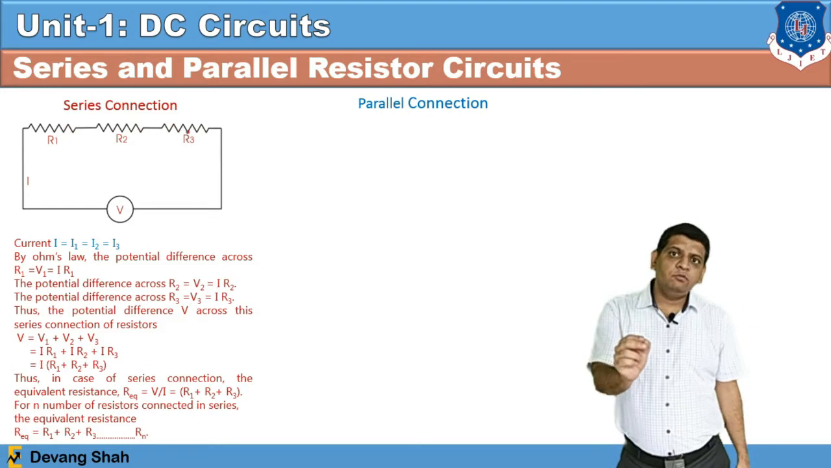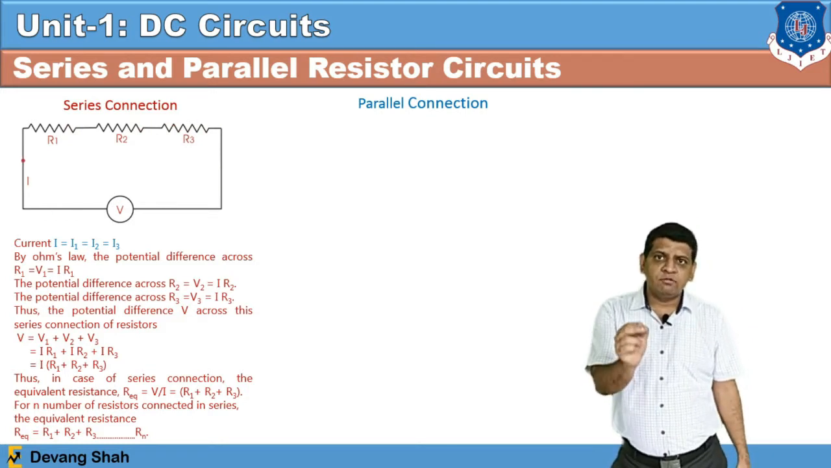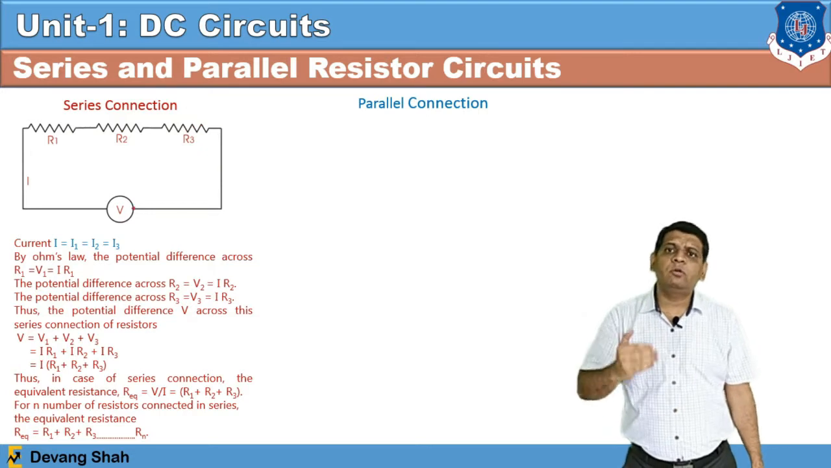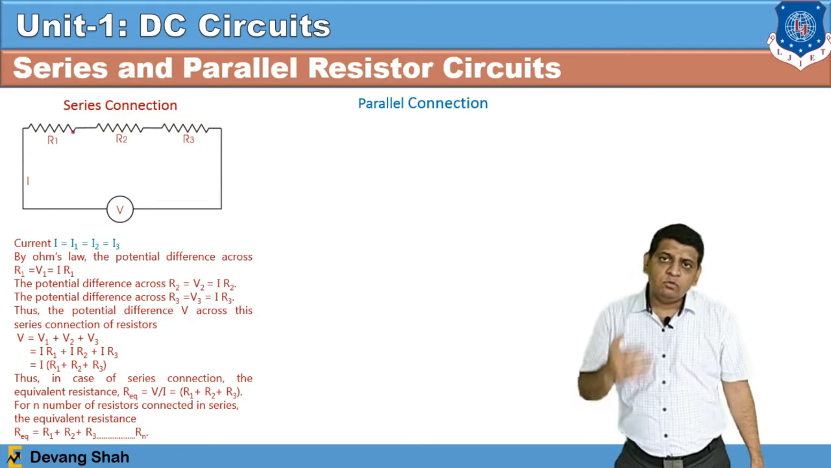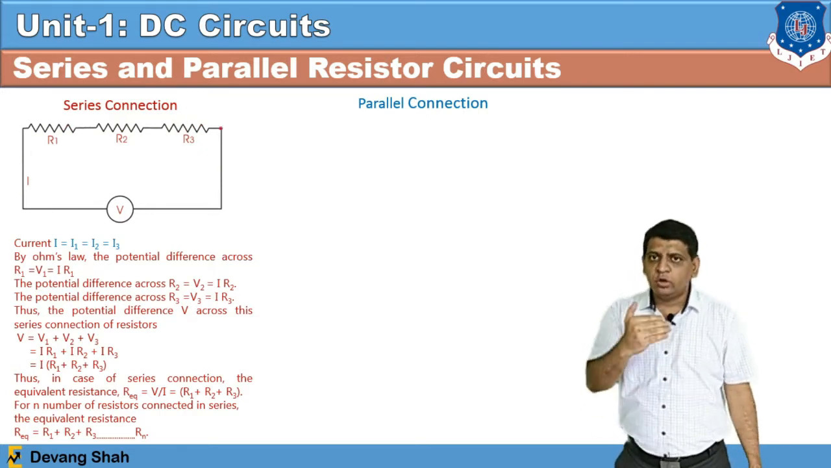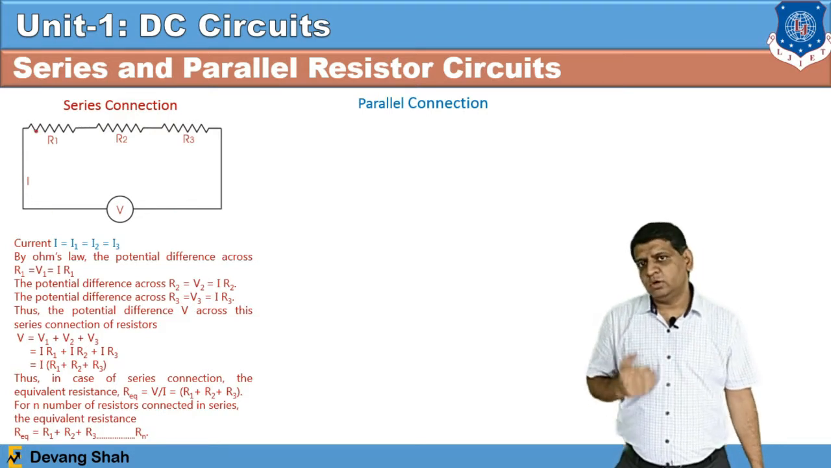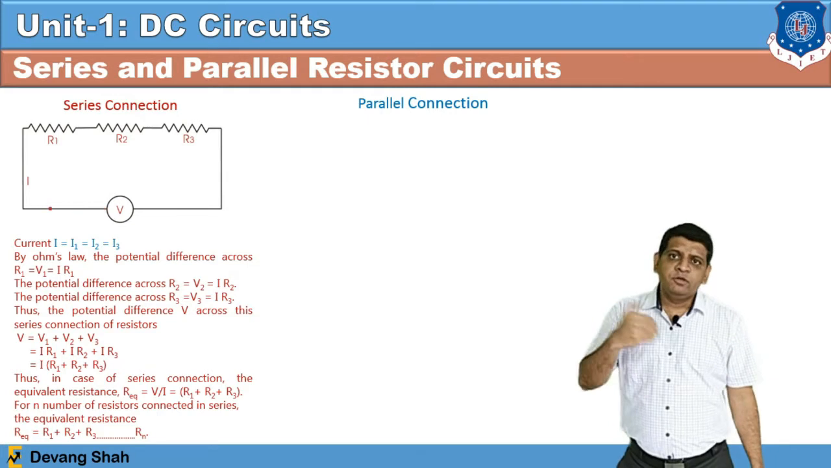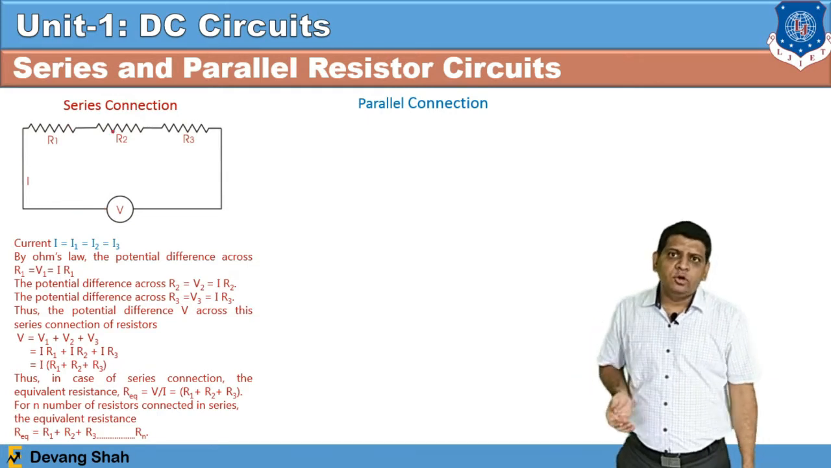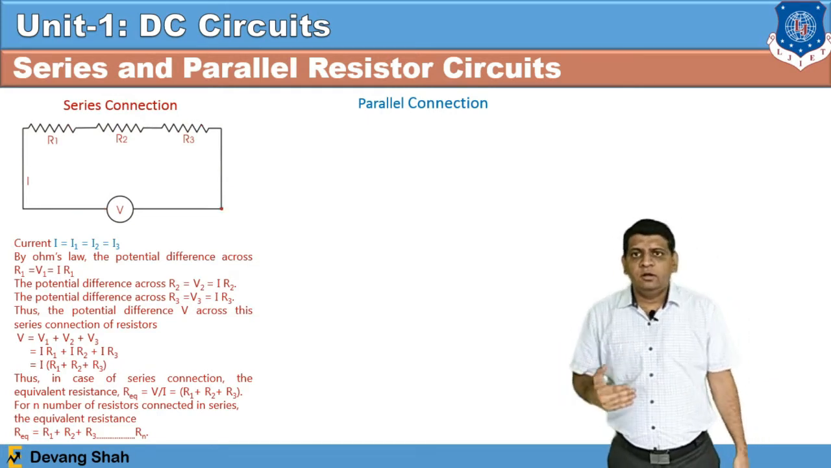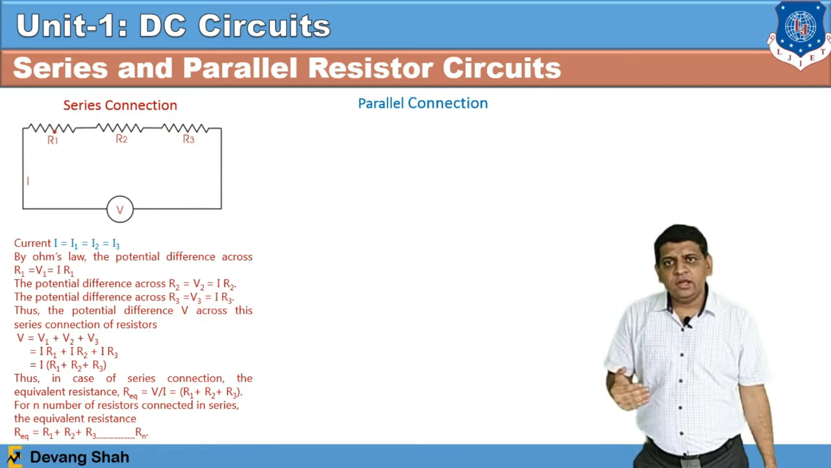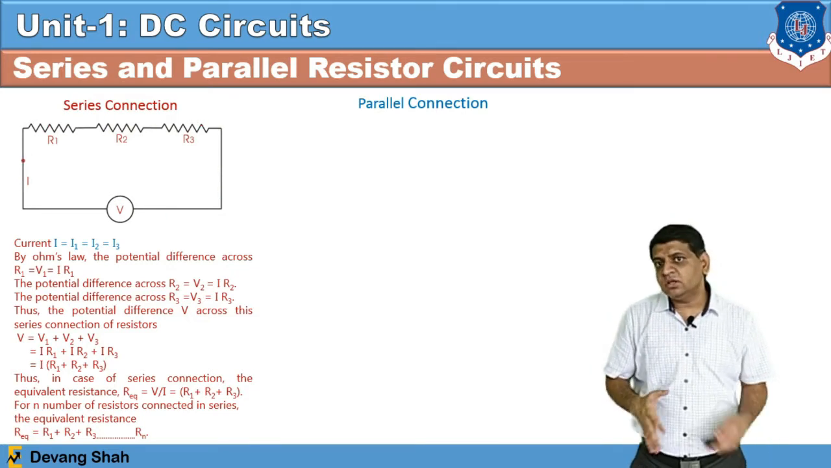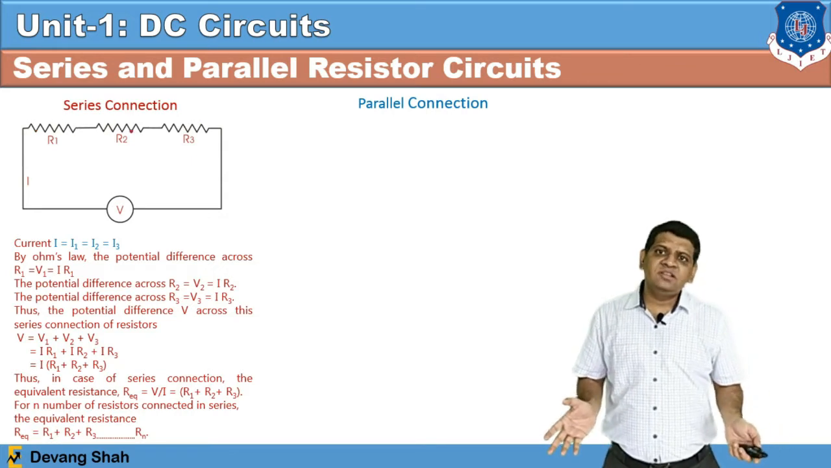If you find the voltage here, V is equal to VR1 plus VR2 plus VR3, or you can consider the voltage drop across R1 as V1, across R2 as V2, and across R3 as V3. So V is equal to V1 plus V2 plus V3, and if you apply Ohm's law here, the total V is equal to I into R1 plus I into R2 plus I into R3, right? Why? Because the current throughout the operation is the same.